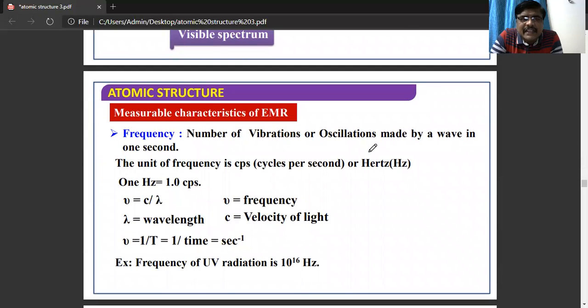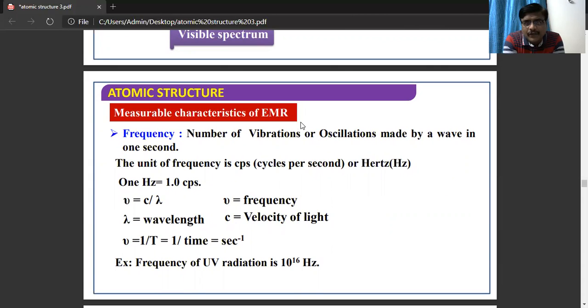Next, we'll see what are the measurable characteristics of electromagnetic radiation. There are different characteristics. The first one is frequency. So what is frequency? The number of vibrations or oscillations made by a wave in 1 second is known as frequency.